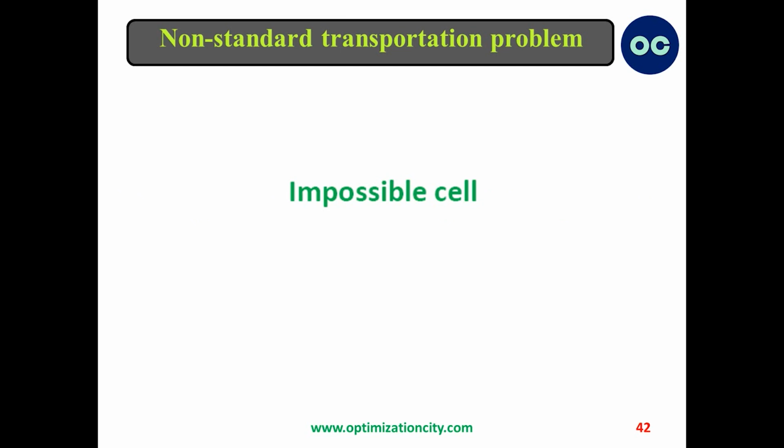We start with the impossible cell. In the real world, there are instances where it's not feasible to transport goods from a specific origin to a specific destination. To deal with this situation in the transportation problem, we assign a cost value of M to the corresponding cell in the transportation table. Here, M represents a large number that is the cost of transporting a single unit of goods.